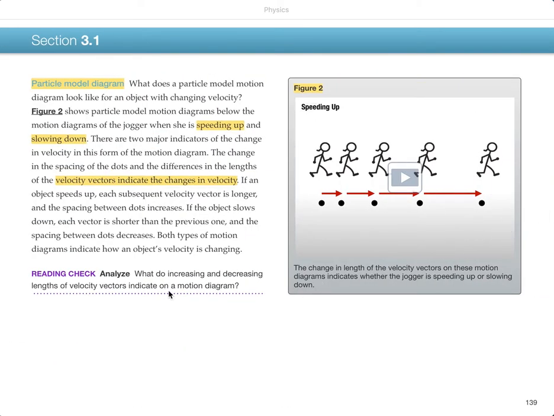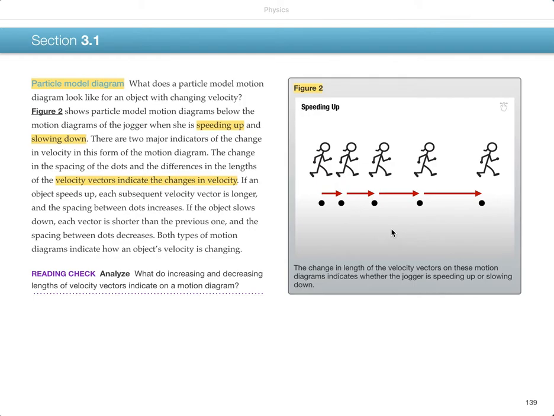So let's begin with our friend, the particle model, to describe non-uniform motion. As you'll see, non-uniform motion is a fancy term for meaning you're either speeding up or you're slowing down. The velocity vectors are changing. So let's see how that works. Here we have a person who's speeding up. As you can see, the distance between the dots is increasing. The time interval is the same, so they're traveling farther.